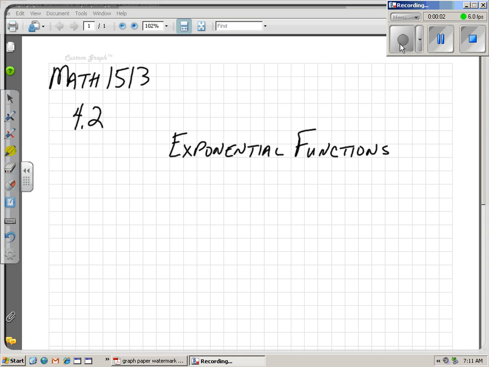Hi guys, this is College Algebra, Math 1513 at Northern Oklahoma College. Section 4.2, we're going to talk about exponential functions.